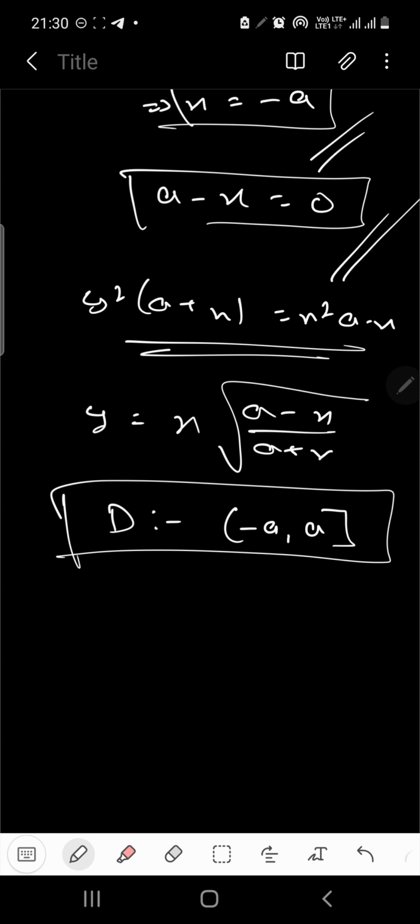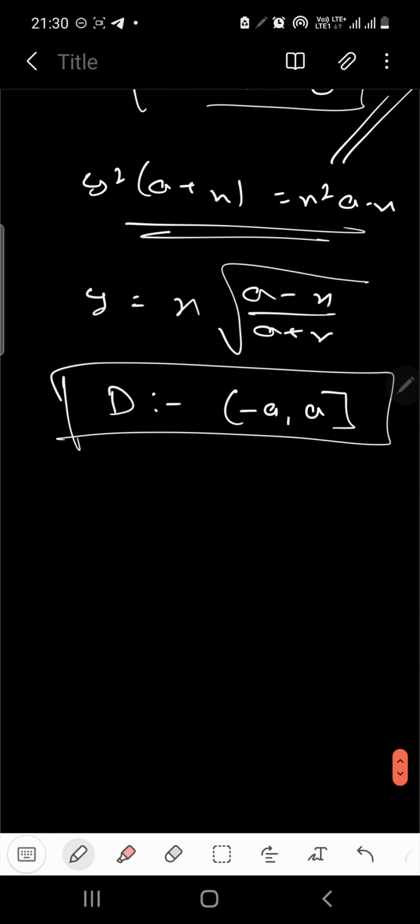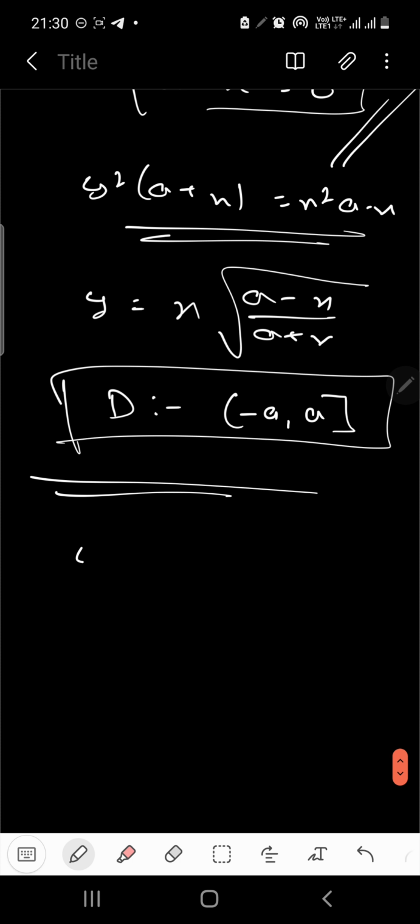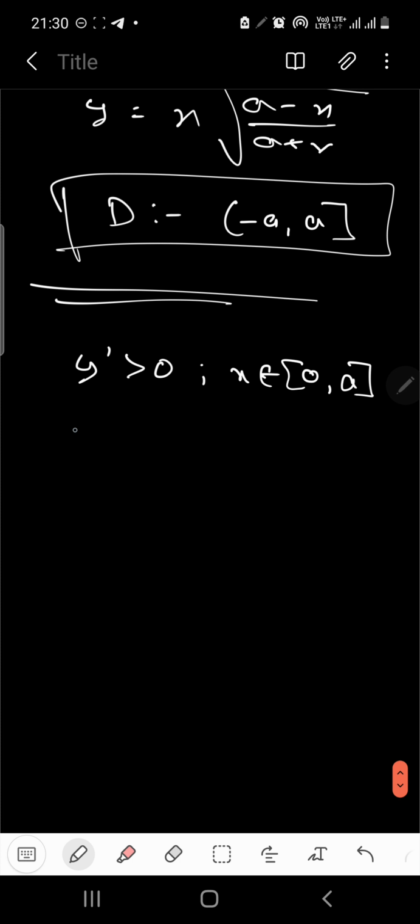Now we also need to talk about the increasing and decreasing nature of this particular curve. So we need to check the first derivative. If you check the first derivative, you will find that y dash is greater than 0 when x belongs to the interval 0 to a, and it is less than 0 when x is in minus a to 0. These two intervals. Clear?